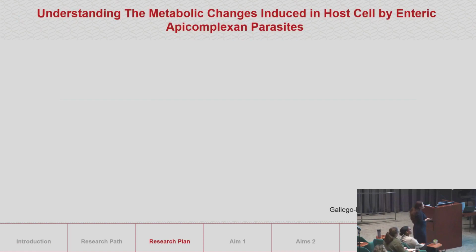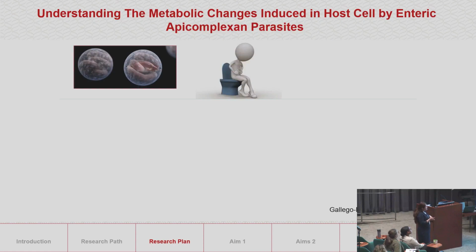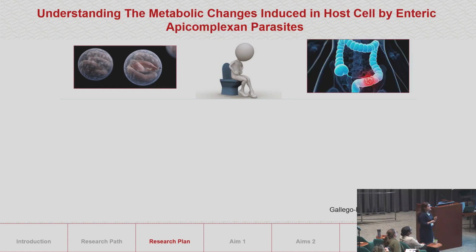So now, this is my research vision of my lab, and I want to study, as I mentioned at the beginning, Toxoplasma and also Cryptosporidium. These are dysenteric apicomplexa parasites, and what really interests me is that there is a lot of preliminary data that said that infection with these parasites is a risk factor to develop colon cancer.